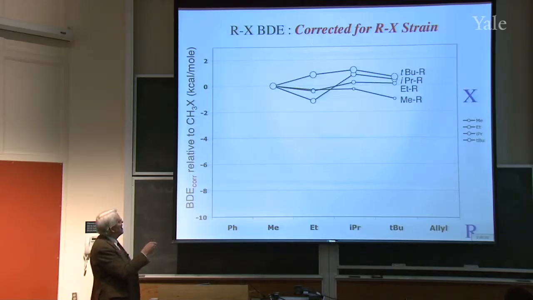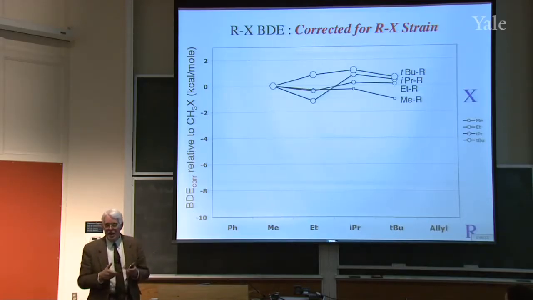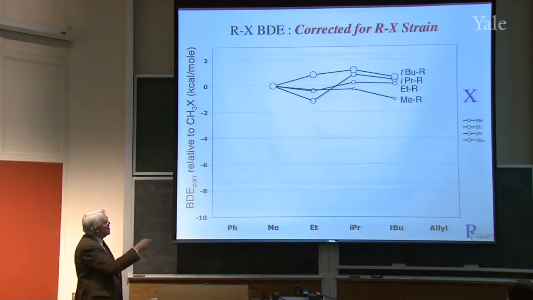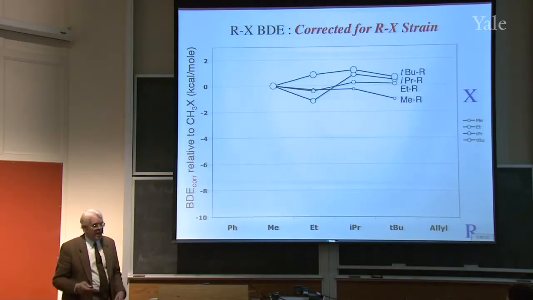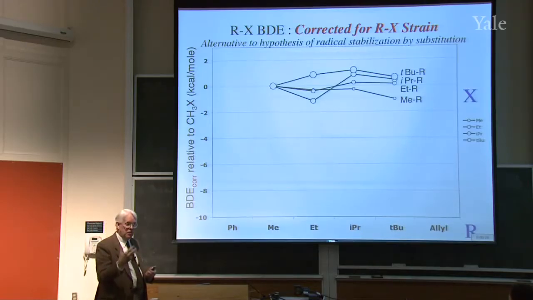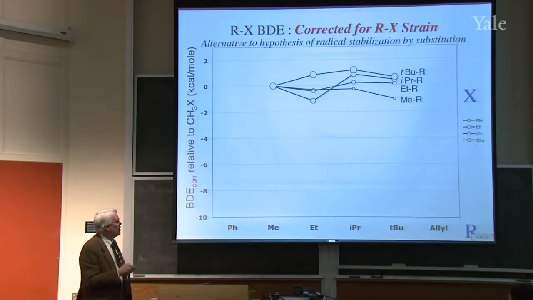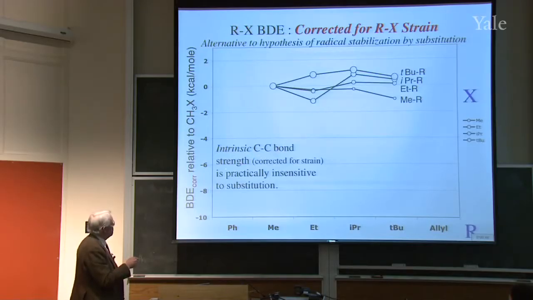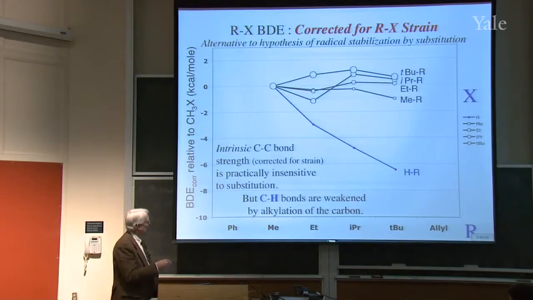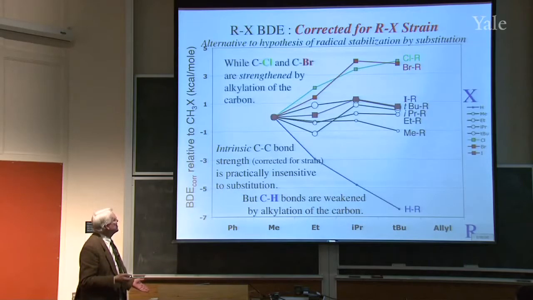Okay, now here we've done another plot where we correct for the R-X strain. That is, subtract out that strain in the starting material and then see how different they would be. And you see there's hardly any difference at all as you go from methyl, ethyl, isopropyl, tert-butyl radicals, right? So this is an alternative to the hypothesis of radical stabilization by substitution of methyls for hydrogens, that more substituted radicals are more stable, which I guarantee you is what your books will say, whatever book you're looking at, okay? So the intrinsic C-C bond strength corrected for strain is practically insensitive to the substitution of the radicals. But if you have C-H bonds, they are indeed weakened by alkylation of the carbon, but no one understands it.